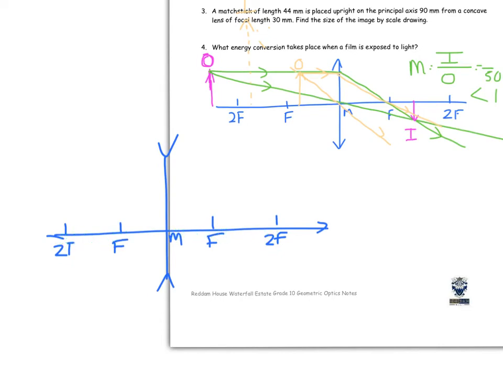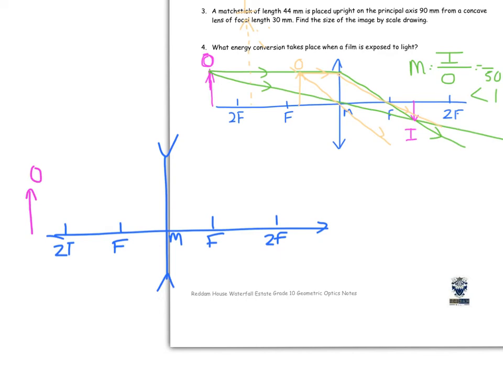These are quite kind examples. None of them have really required me to use a scale or to do any unit conversions, but you would perhaps have to do that in a test or an exam. Then you have the length of the matchstick is 44 millimeters, and it has been placed 90 millimeters away. So in essence, it's like 3F away, and it's 44 millimeters high. And we're going to call that the object.